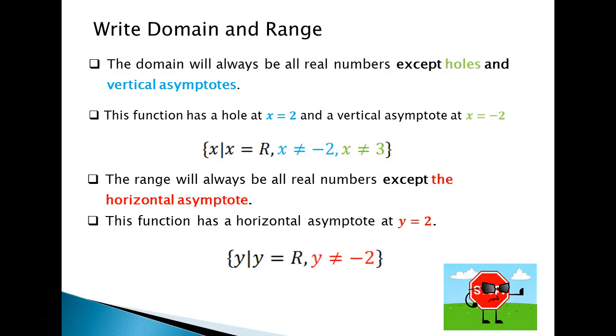We know that our horizontal asymptote was y equal 2. And so again, our range is y such that y is equal to all real numbers with the exception of 2. Oh, I'm sorry, that should read 2. There, that's a mistake. It should read y not equal to 2.